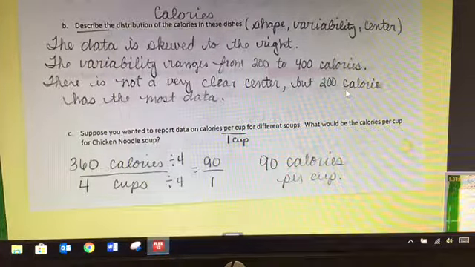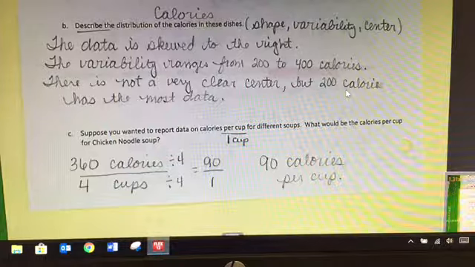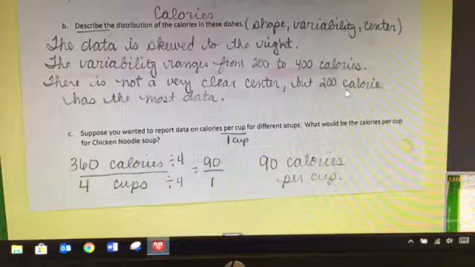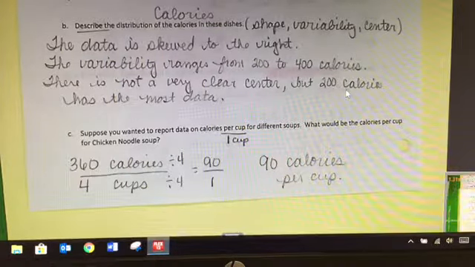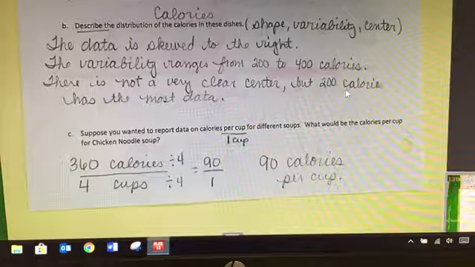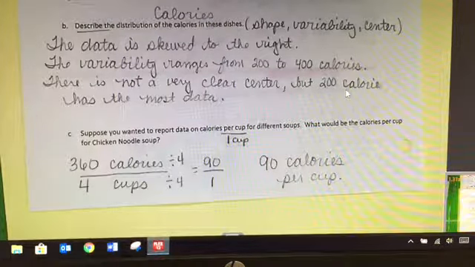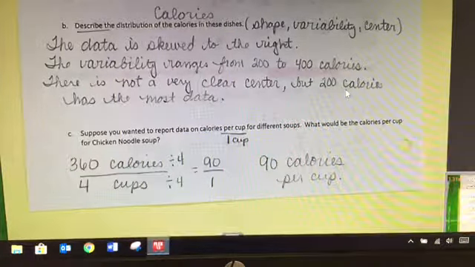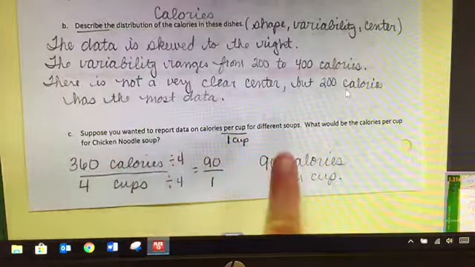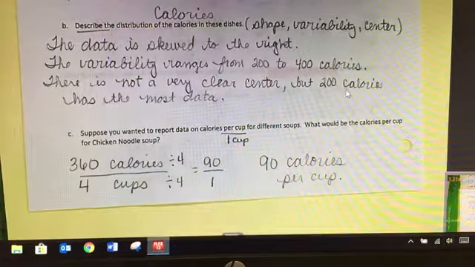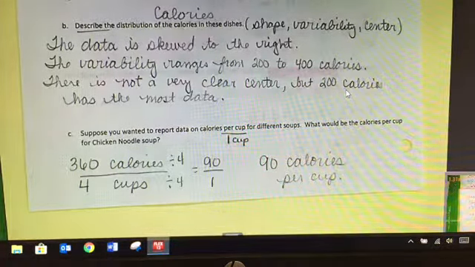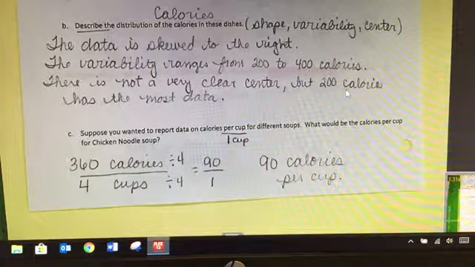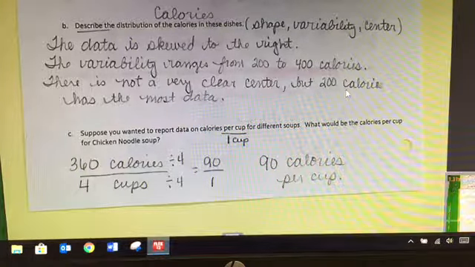Okay, Jenna? How are you supposed to know if you're using a rounded number or the actual? Jenna's question is, how do you know if we use the rounded number or the actual number? This has happened twice. How did we know which number to use? It did not ask us to use the rounded number in the directions, correct? The directions just said, what would the calories be for chicken noodle soup? It did not say, what would the calories be for the rounded number of chicken noodle soup.